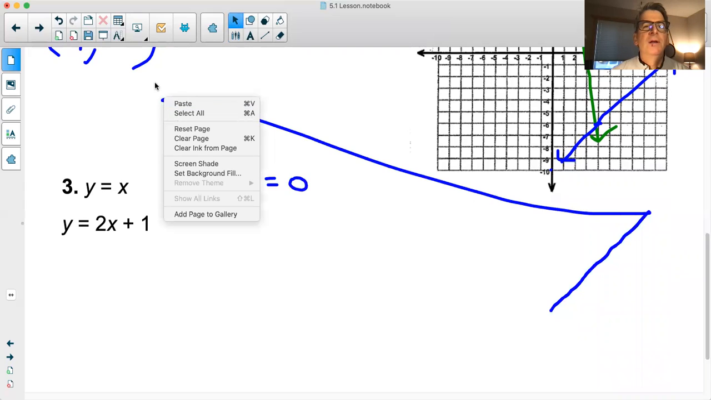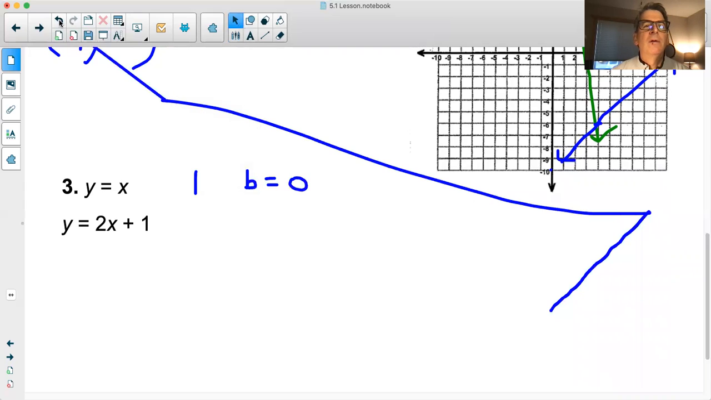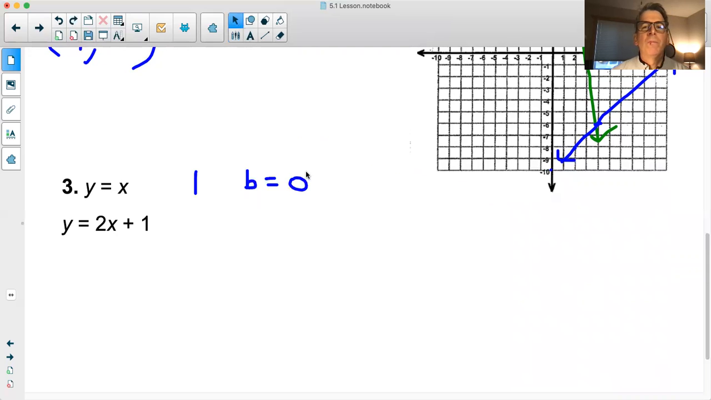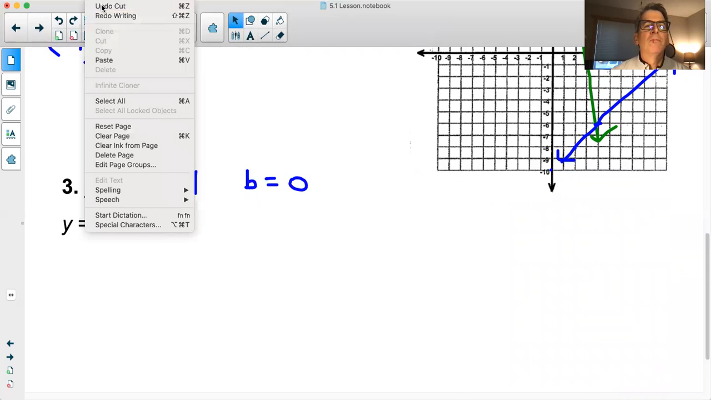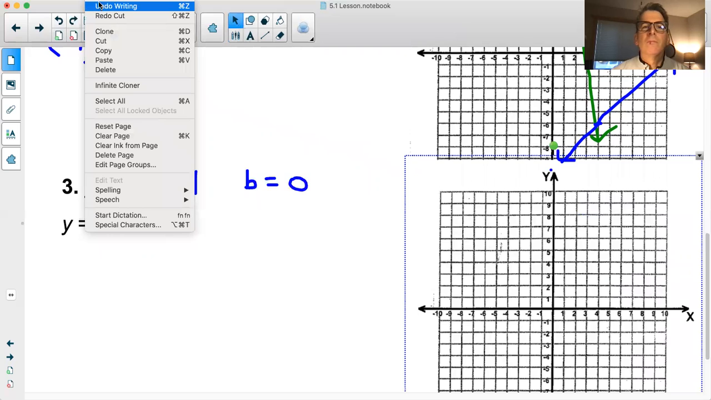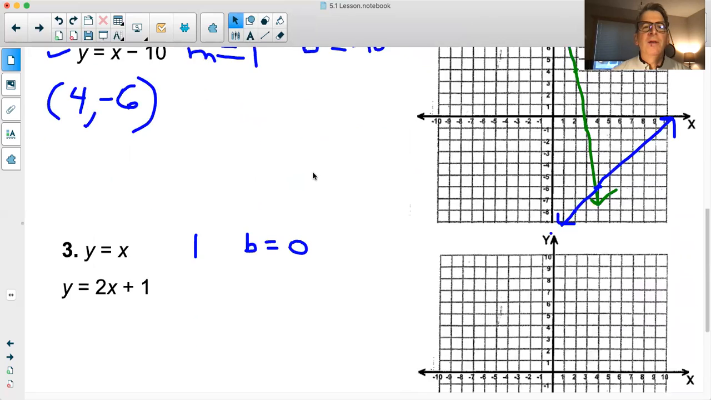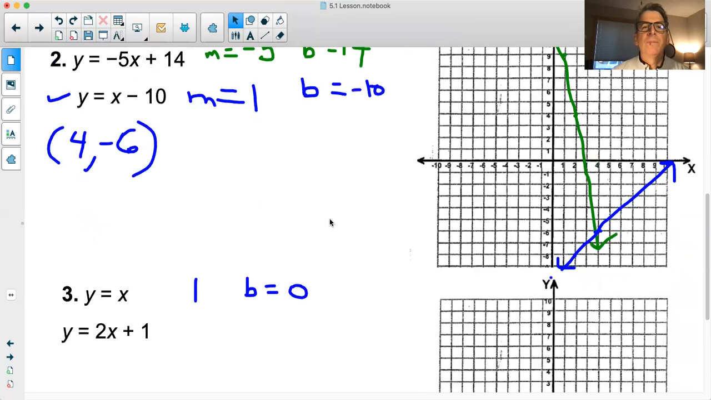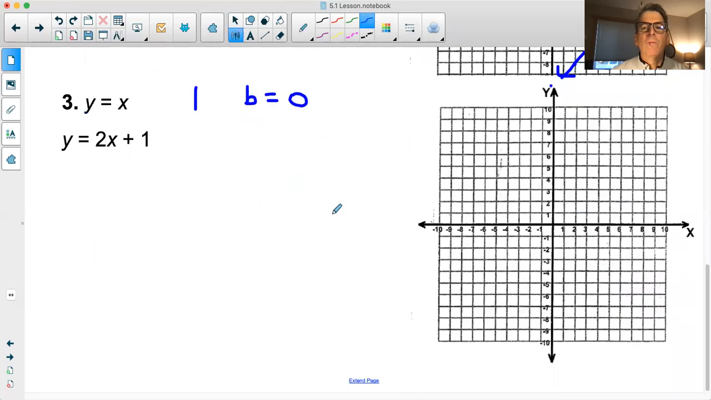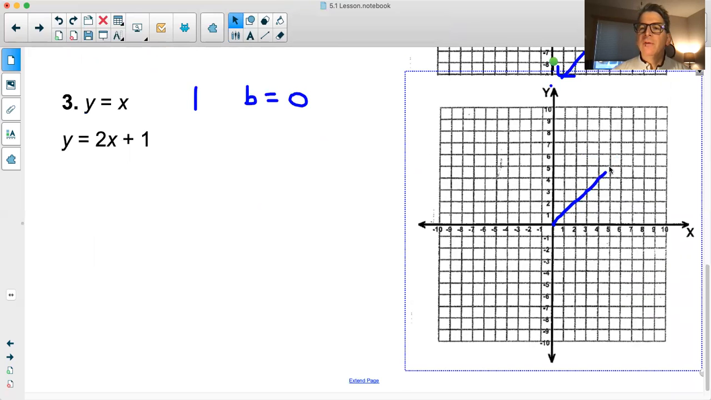Oops. Got a little crazy on my thing there. Okay, so when X is 1, Y is 1. When X is 2, Y is 2. And that would be your graph.